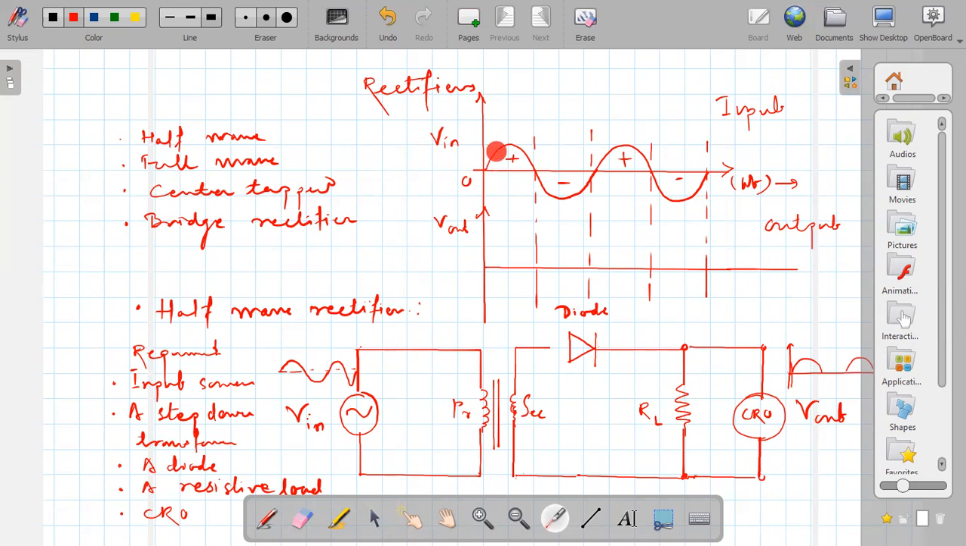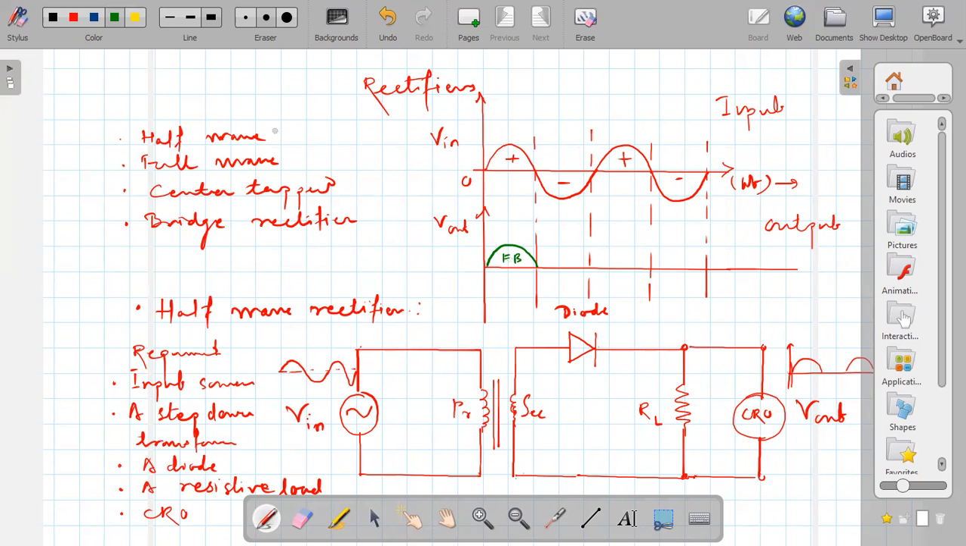During the positive half cycle, the positive half cycle is given to the diode. In this case, positive is connected to the anode. There are two types of bias: forward bias and reverse bias. When you are connecting positive to the anode of the diode, this diode will be in which bias? Forward bias. Then current flows through the circuit like this, and you will get output like this. Understood, dear students? In this case, the diode is forward biased.